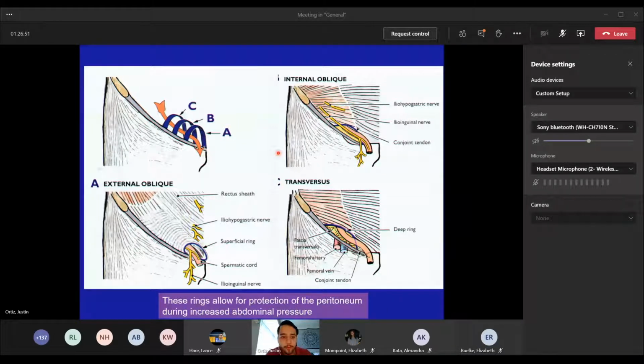Okay, and then here are the rings, basically A, B, C, and D. This is just the rings of the inguinal canal, and they basically help when you're coughing or increasing abdominal pressure, so that you're not damaging your peritoneum, right? Not putting too much pressure on your peritoneum. That's what those rings are for, basically.